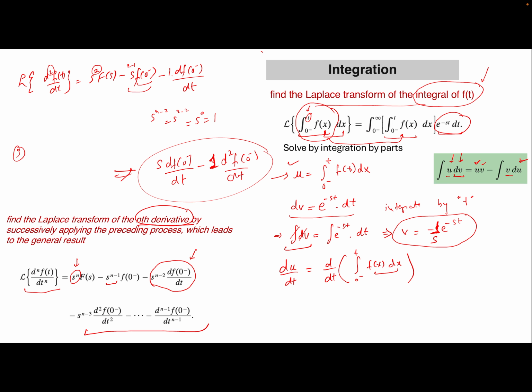So this entire thing should come out to be f of t, so your du becomes f of t dt. So what I'm going to do now is I have everything to put down into this equation, and I'm going to write down all the things here. Let me do that very quickly. The equation was integral of u dv equals uv minus integral of v du.